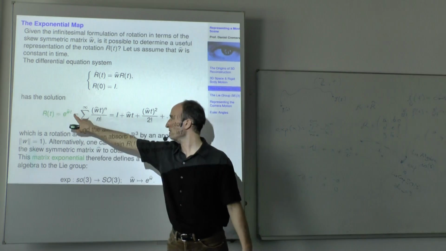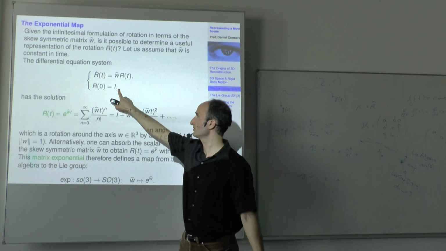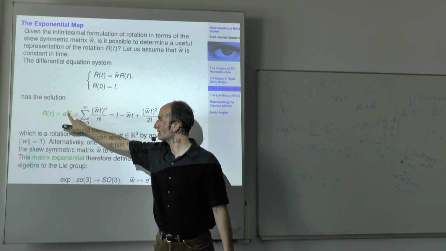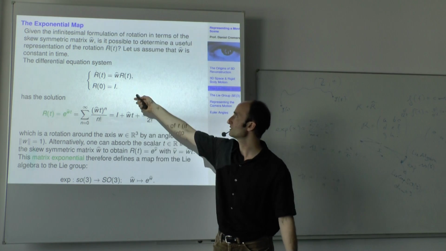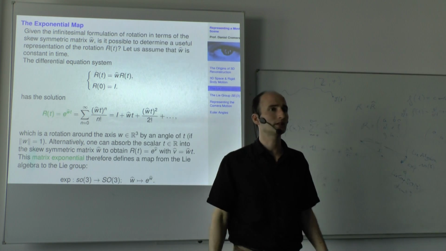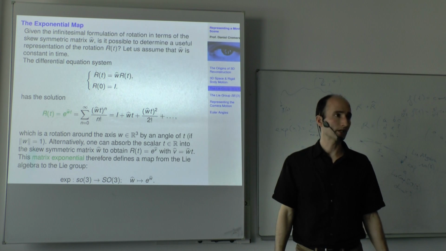At time 0, e to the power of 0 is 1. So that is fulfilled. And if I take the derivative with respect to time, then the exponent w hat comes down and I get w hat times r of t. So that clearly solves the equation system.